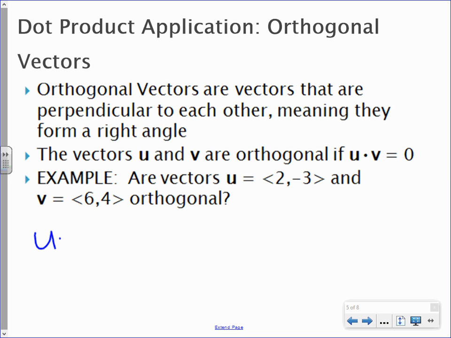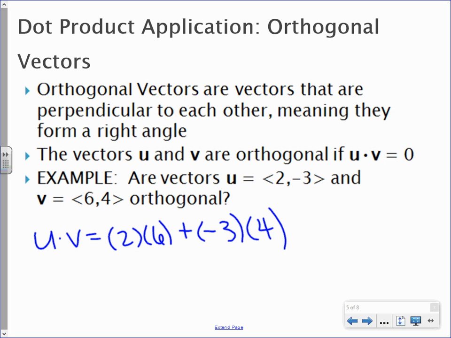So our dot product, we're going to take 2 times 6 and add it to -3 times 4. What is that? 0. Yes, they are orthogonal. The angle between the two vectors is going to be 90 degrees. Okay.